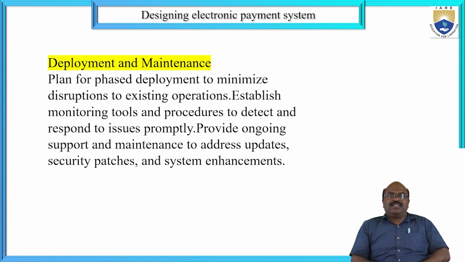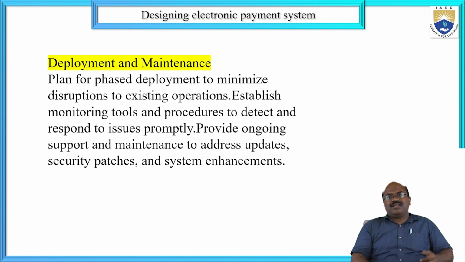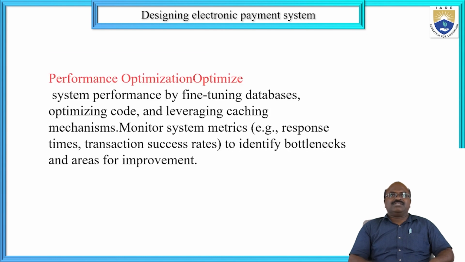So in deployment, the service providers provide some maintenance. For example, we buy one product and unfortunately do not receive it. What happens then? They take your transaction data, and if everything is genuine, they return your amount. It depends upon the conditions and terms that apply.